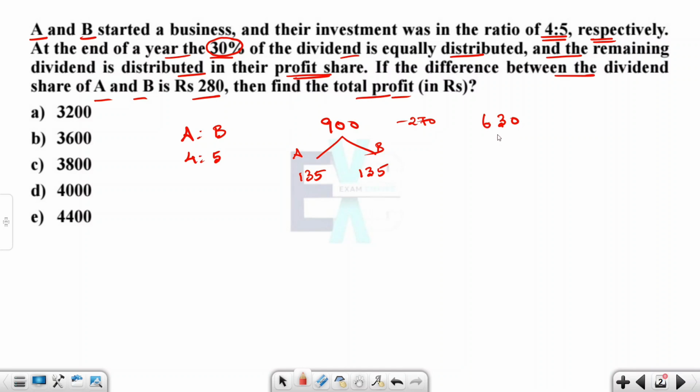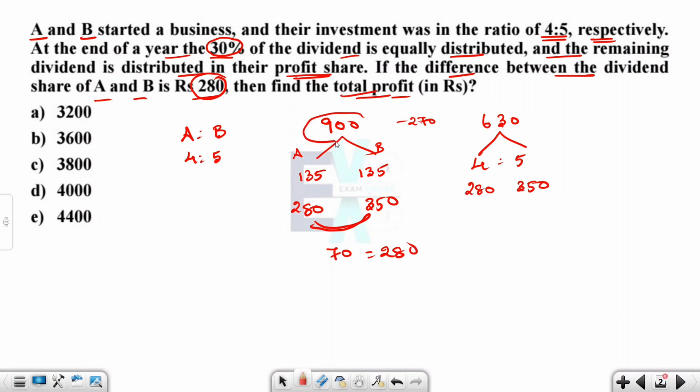So this was distributed based on their profit, that is based on their investment. So 630 in the ratio 4 is to 5 gives 280 and 350. If the difference between the dividend of A and B is 280, what is the difference here? The difference here is 70. But actually, the difference between A and B is 280. Then find the total profit.